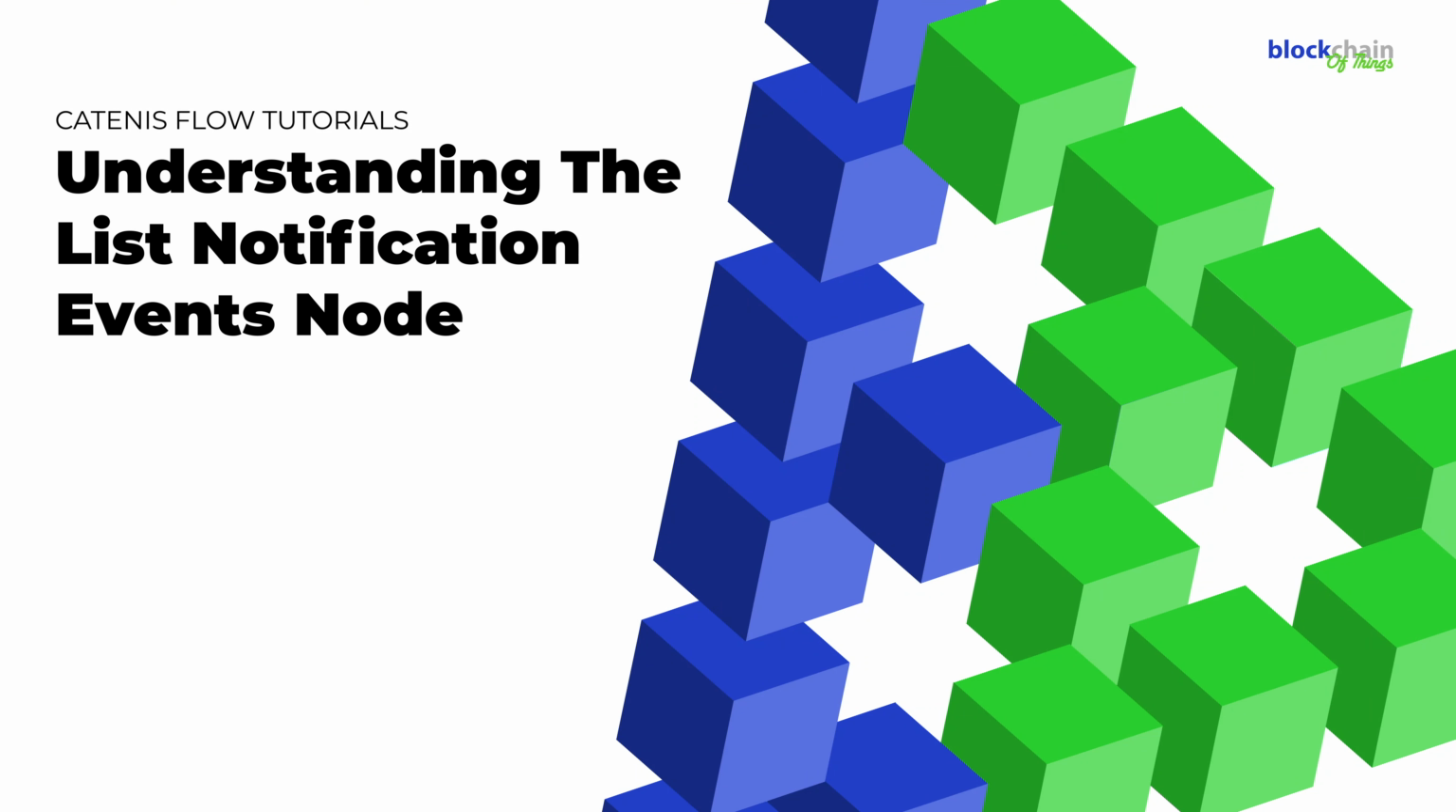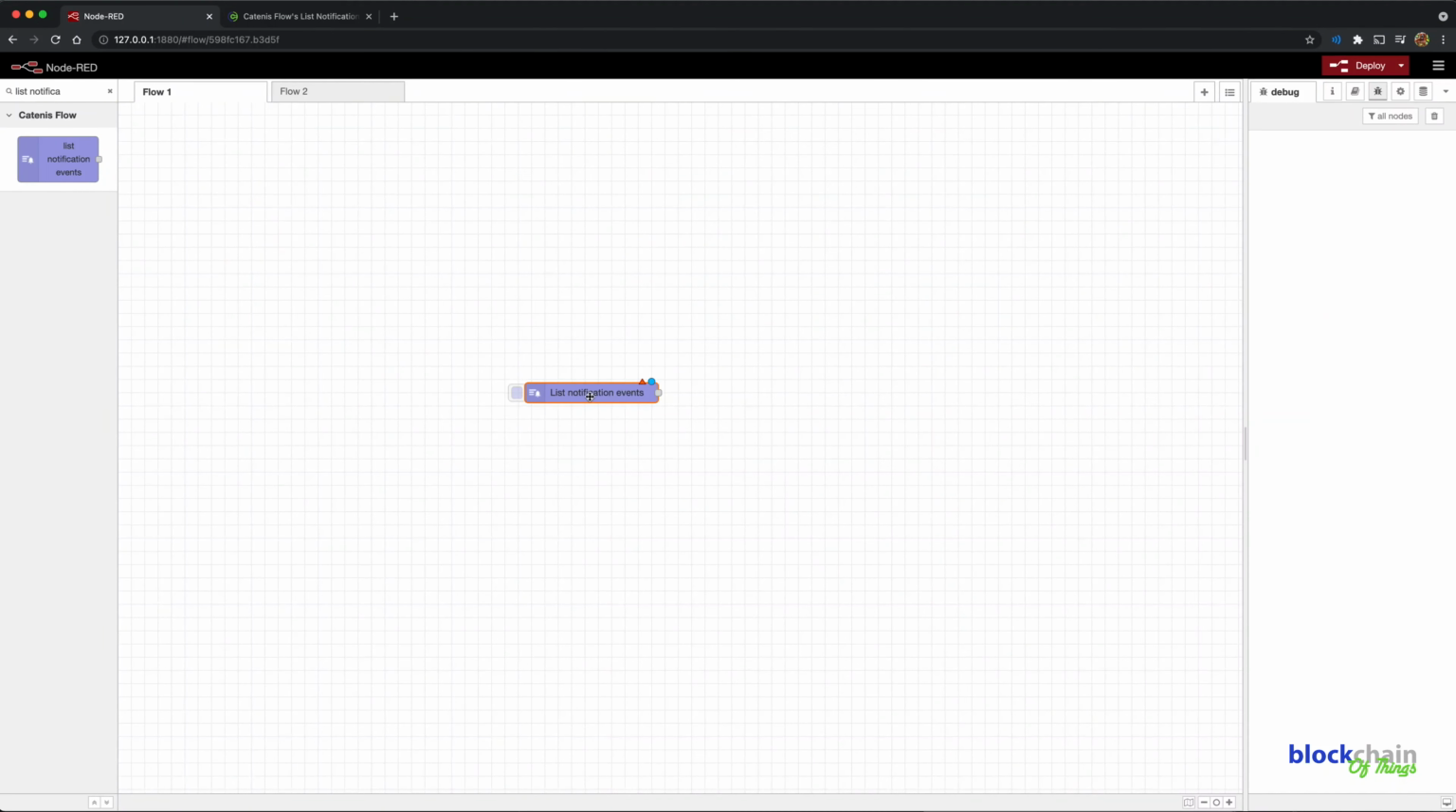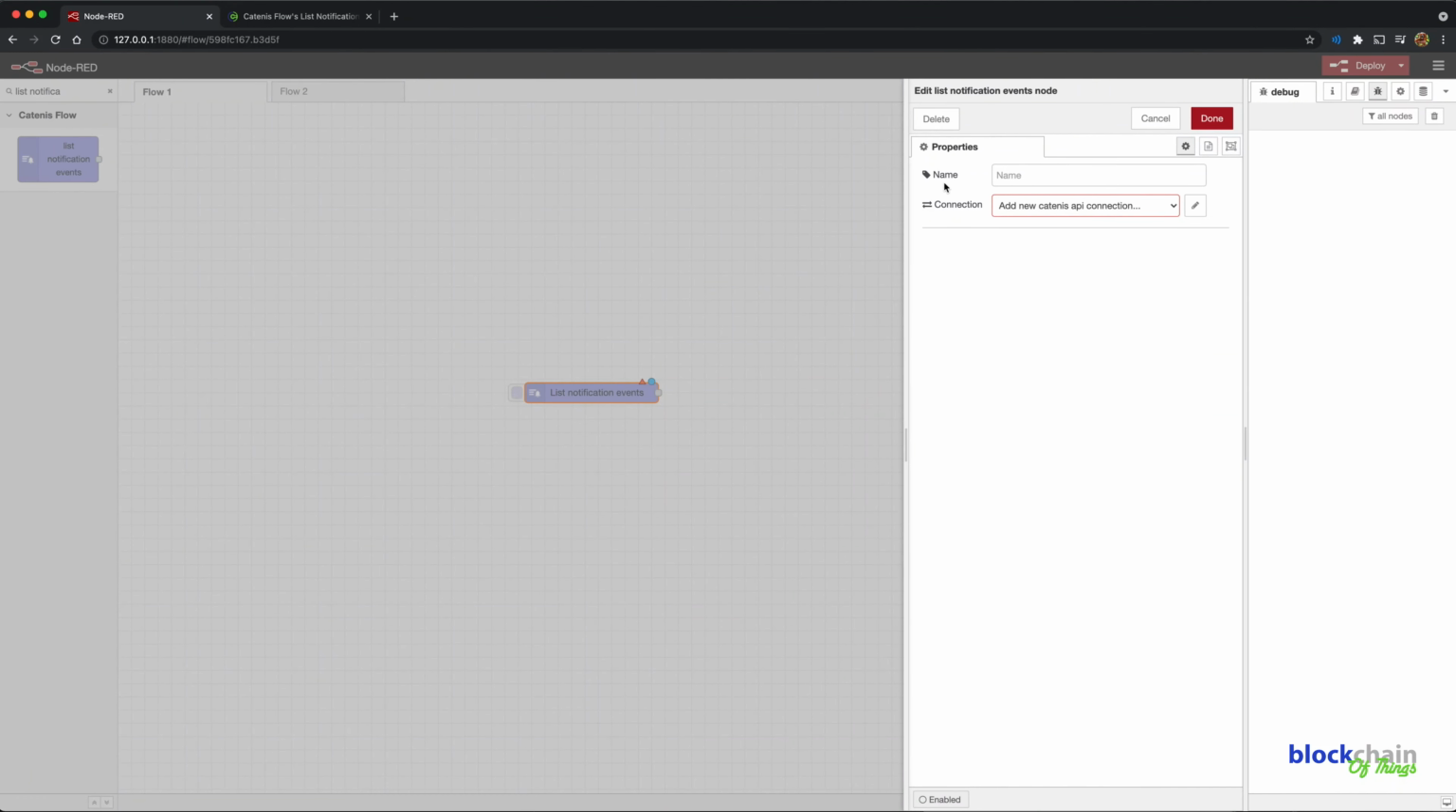This tutorial will teach you about the List Notification Events node and how it's used in Catenis Flow. The List Notification Events node returns a list of all notification events currently defined in the system. Name the node using the name field and set a Catenis virtual device in the connection field.